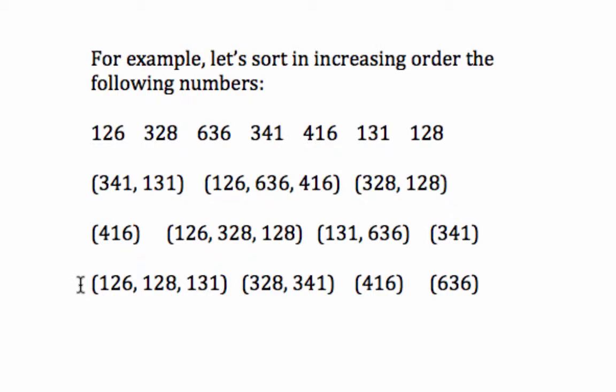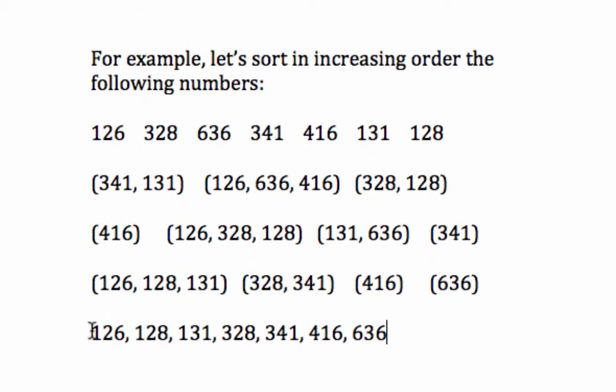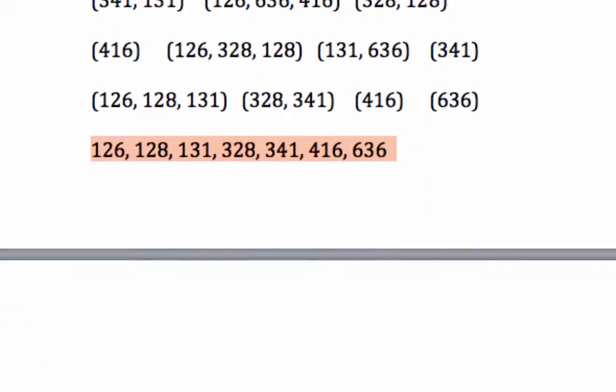And now we can see that these numbers are in increasing order. So my last step, once I finish sorting, is simply to get rid of the groups and just copy the numbers in the order that I see them. So it's 126, followed by 128, 131, 328, 341, 416, and finally 636. And now you see that the numbers are sorted in increasing order. That is how radix sort works.